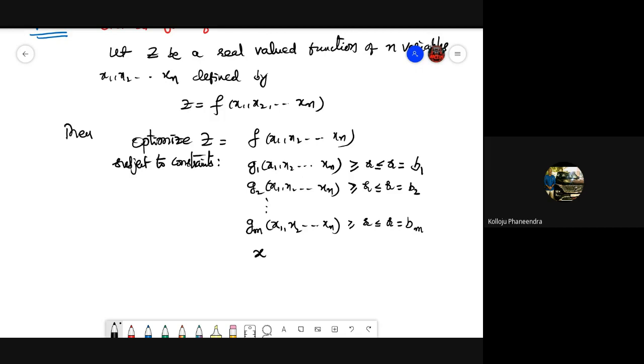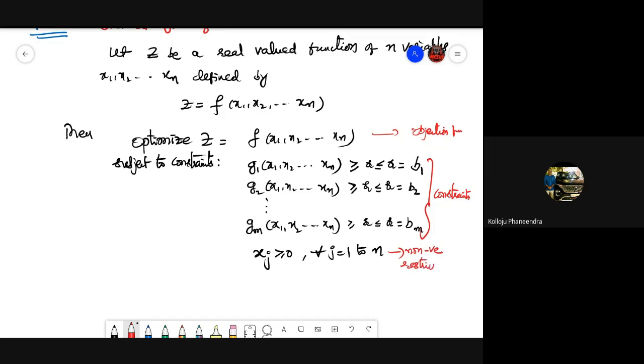And all the variables xj greater than or equal to 0 for all j equals 1 to n. That means x1, x2, xn are all greater than or equal to 0. Non-negative restrictions. This is called objective function, and these are called constraints. Why am I telling again? Because I need this terminology in Kuhn-Tucker conditions. And these are called non-negative restrictions or constraints.